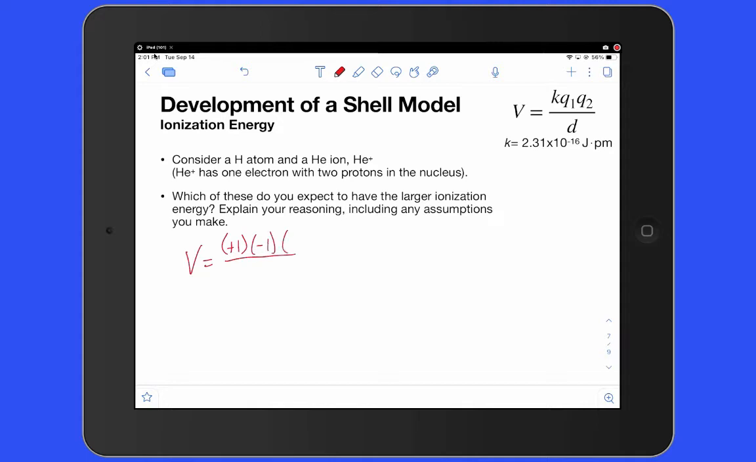What's the charge of the proton? Or I should say, what's the positive charge for the helium? Because it's got 2 protons. Is everybody okay with the top part, the numerator?